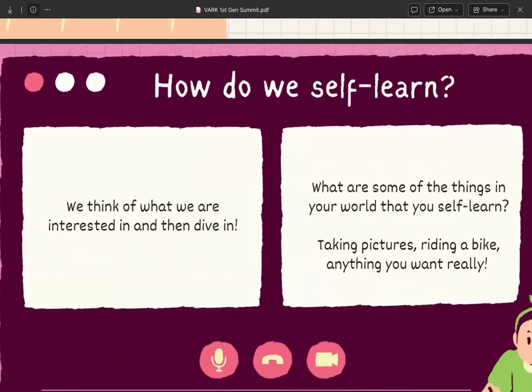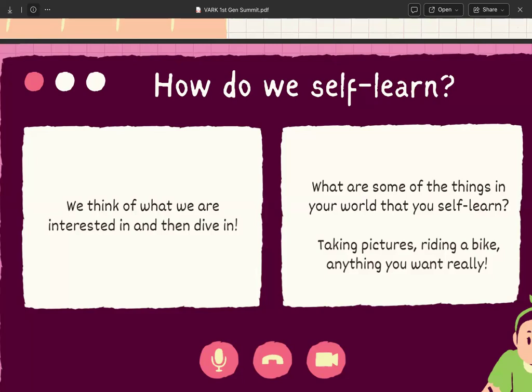How do we use self learning? Well, we think of what we're interested in and dive right in. What are some of the things in your world that you self learn? What about taking pictures or riding a bike? Anything you want, really. Making friendship bracelets or putting together fashionable outfits. What do you think? Take a minute and think about it.